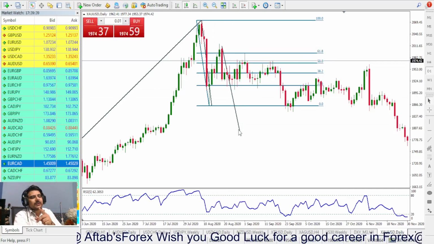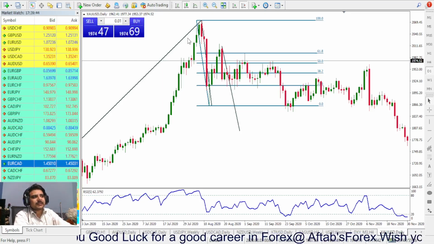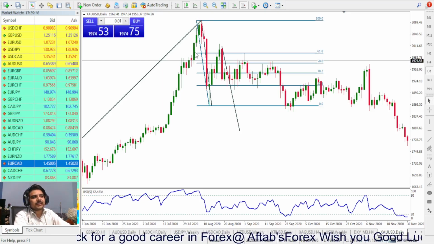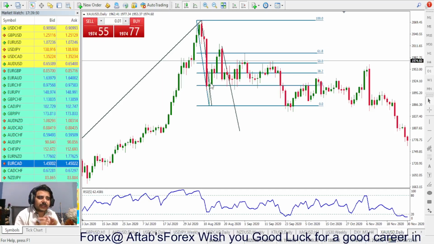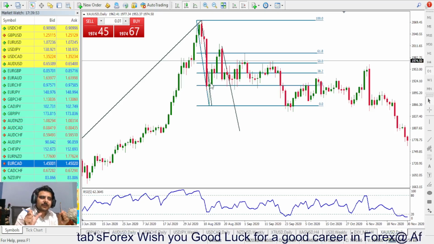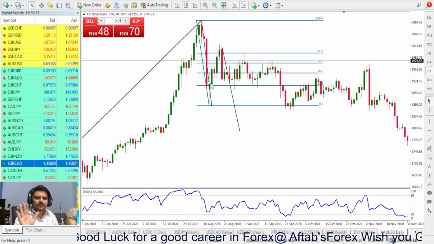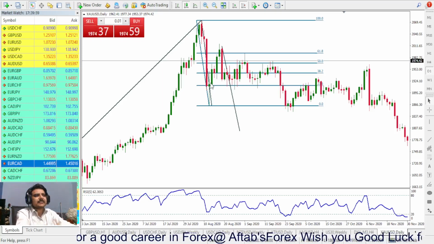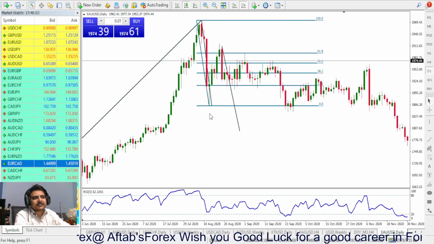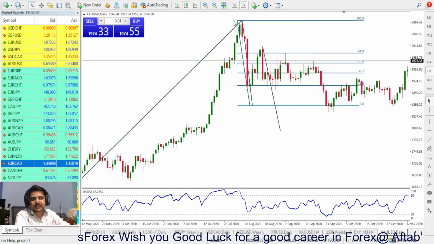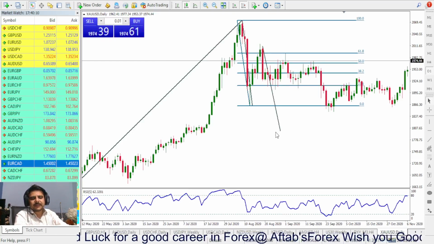Now, those of you who are thinking, hey Aftab, how do we say that this is an ABCD pattern from here, and how do we know? At this stage, control your thoughts and focus on what I'm saying. Just understand that this is an ABCD pattern and this is a bearish one. So if it is a bearish one, the starting point will be A, then B, then C, then D in a bearish market.